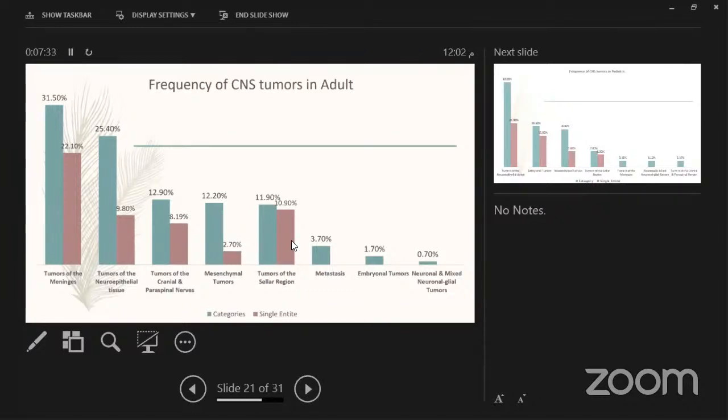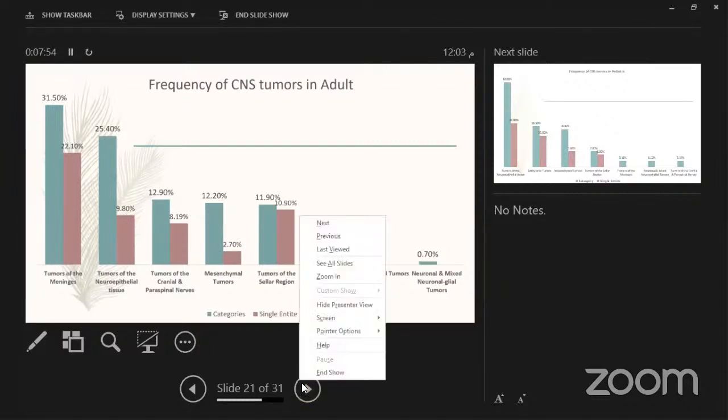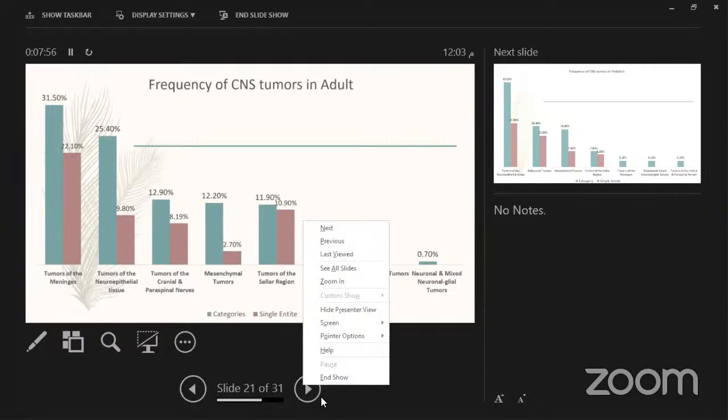The cellular tumors came in as the fifth category, 11%, but as a single entity, the pituitary adenoma formed the second most common single entity tumor after grade 1 meningioma.